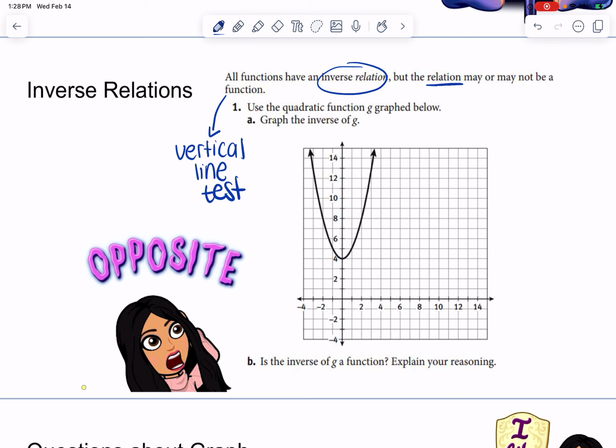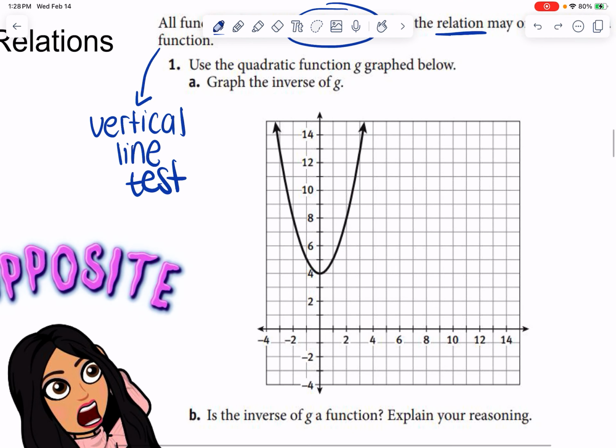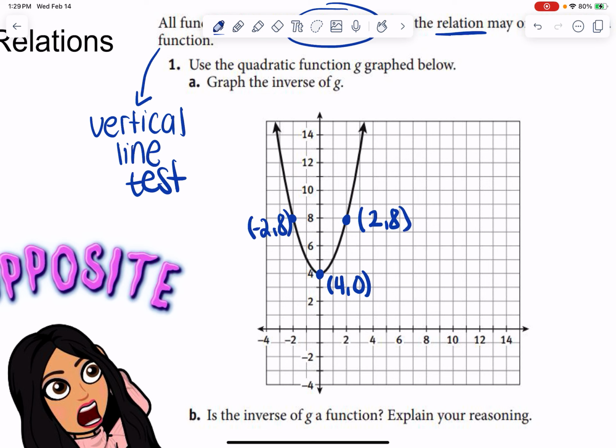So if you're looking at the graph on the right, this parabola is a function because it passes that vertical line test. So what we're going to start off with is, it says graph the inverse of g. Easiest way to do this is find a couple points on that picture, like this point right here, (4, 0), then maybe choose 2 points on either side, here and there. This point would be (2, 8), and this point over here is (-2, 8).